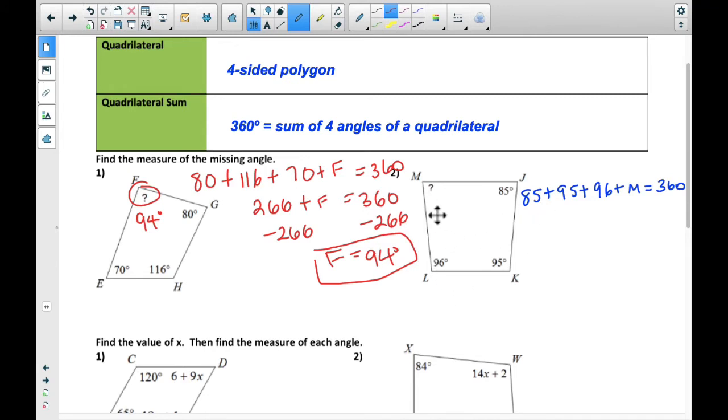Similar thing over here. I'm going to add up the four angles, 85, 95, and 96. I'm going to add those together, and then I'll subtract that from 360. If I get my calculator and add these together, I get 276, and what I'm looking for is angle M, and that should all add up to 360 degrees. So I take 360 minus 276. Again, I go to my calculator and the answer is 84 degrees. So this angle is 84 degrees. So all four angles add up together to be 360.